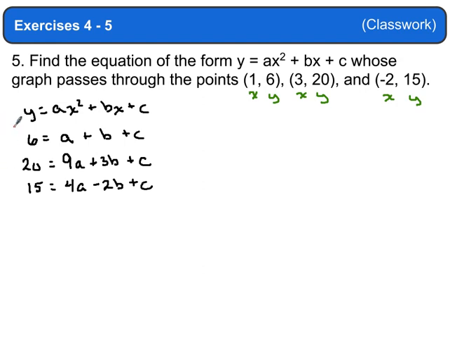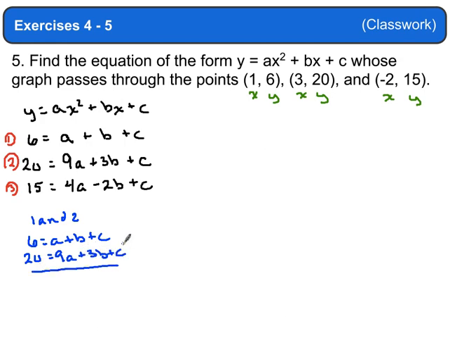So this starts off like the first example now that we're at this point. We're going to label this 1, we're going to label this 2, and we're going to label this 3. And so we're going to start by doing the exact same thing we did previously. We're going to start by using equations numbers 1 and 2. And so we'll write down the first equation, 6 equals a plus b plus c. And write down the second equation, 20 equals 9a plus 3b plus c. And we're going to solve.